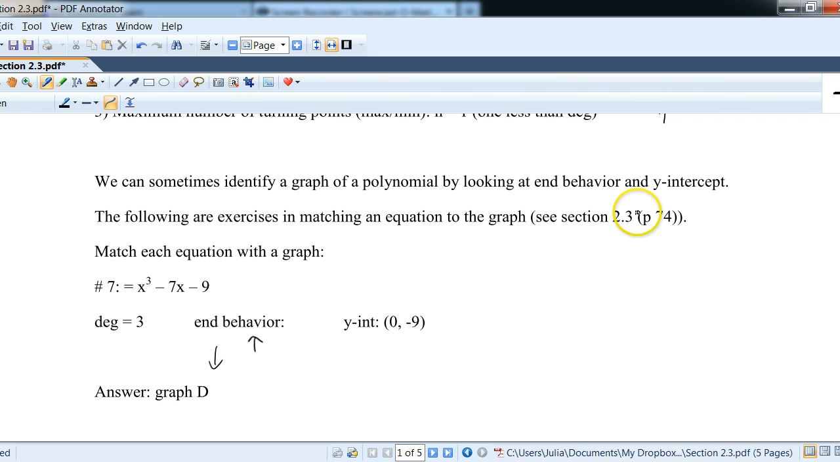I put the page number. It's from the book that's in my math lab. If you have a physical book, depending on the edition, it might be different, but you can still find it.